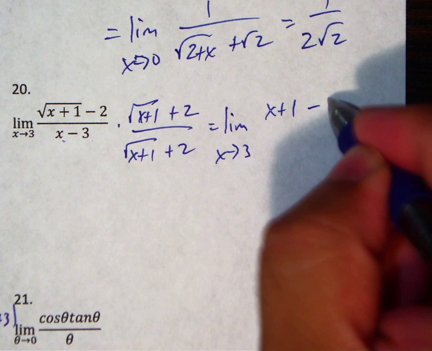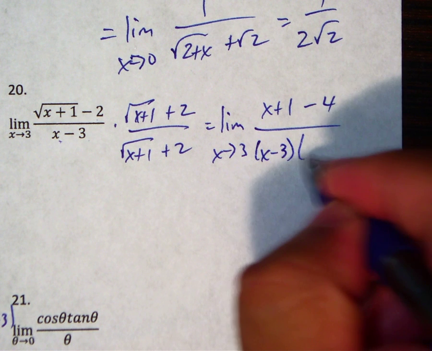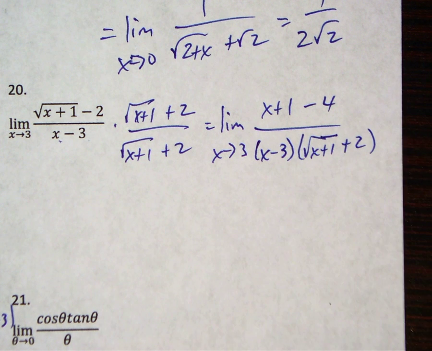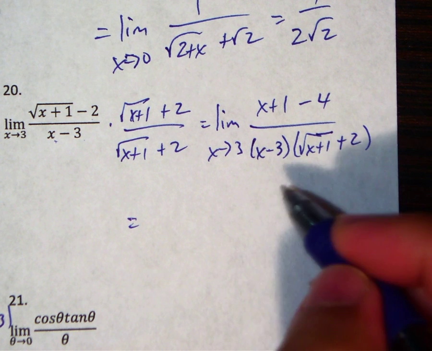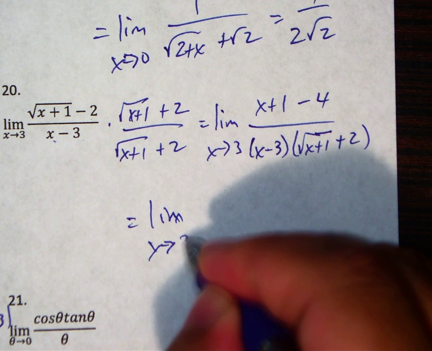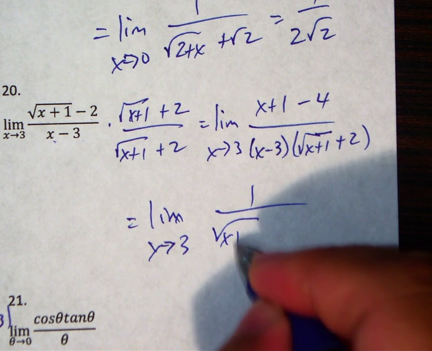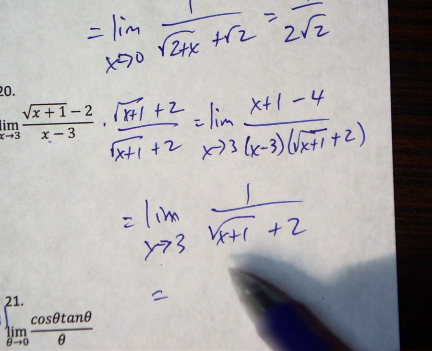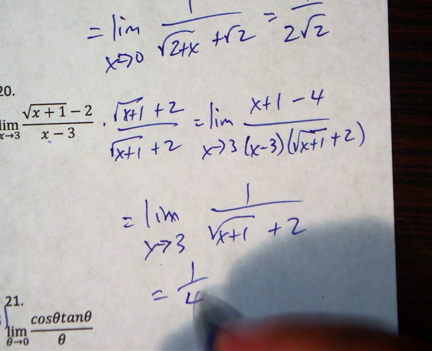X plus 1 minus 4, in the mess, square root of x plus 1 plus 2. Okay. Looky there. It turns into x minus 3. So the x minus 3 is going to cancel, leaving me, as x goes to 3, 1 over square root of x plus 1 plus 2. Now I can plug in the 3. 3 plus 1 is 4. Square root of 4 is 2. 2 plus 2 is 4. So it's 1/4.